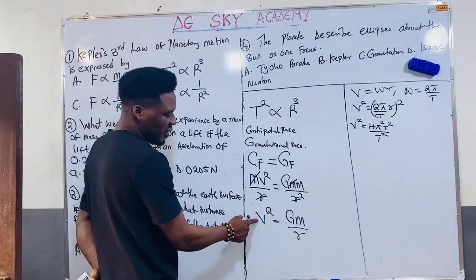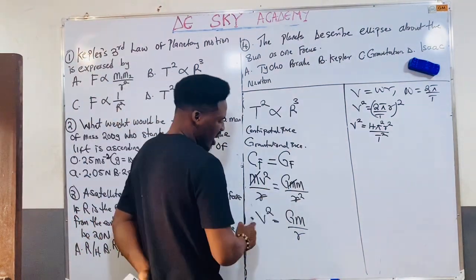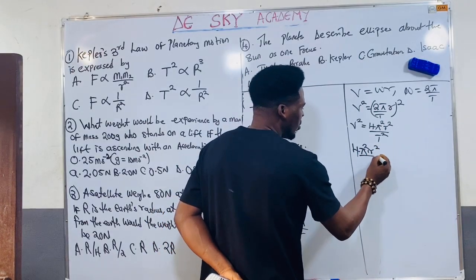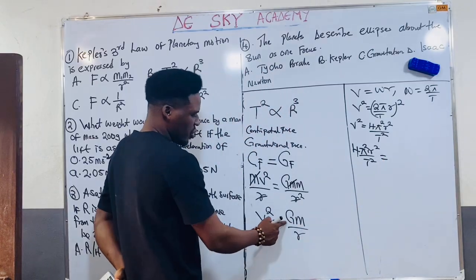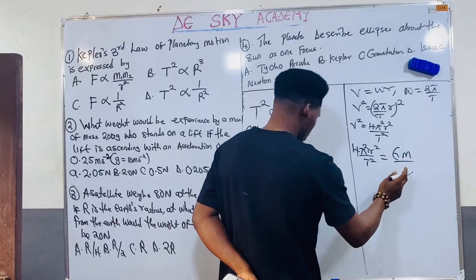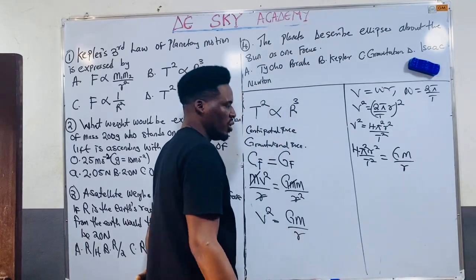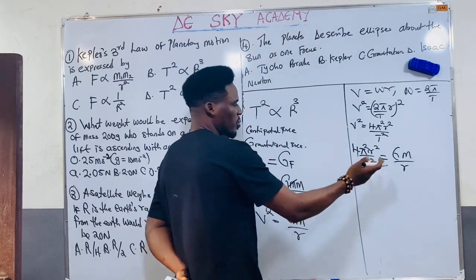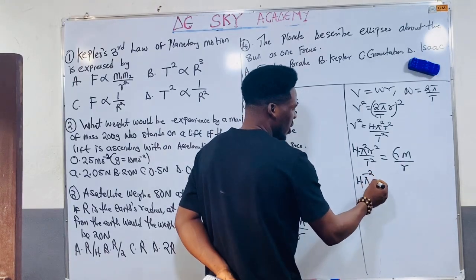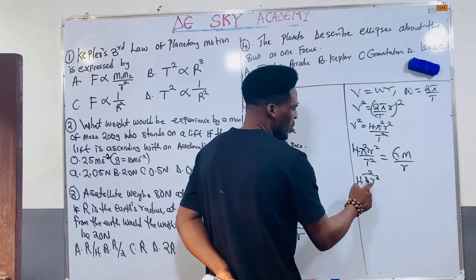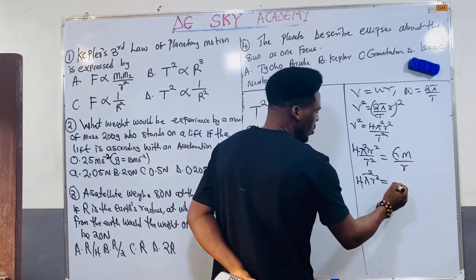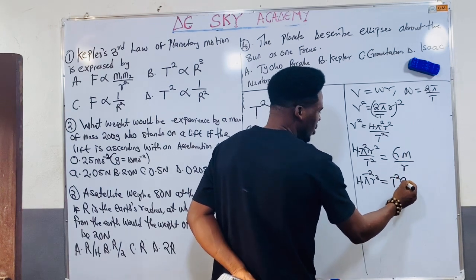So any place I see V square, what am I going to put? I will now have 4 pi square r square over T square is now equal to Gm all over r. You will cross multiply. If you cross multiply, what are you going to be having? You have 4 pi square r cube, because this r squared times r will be r cubed, is now equal to T squared Gm.